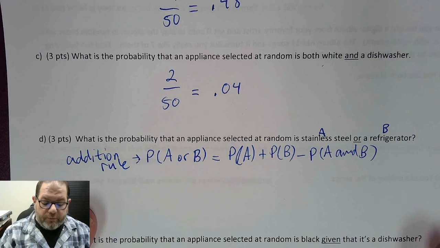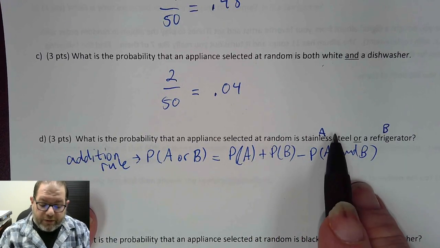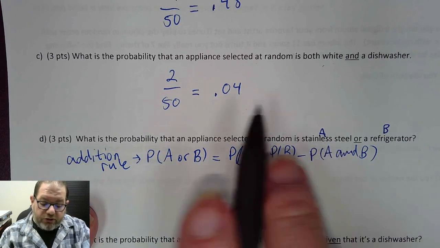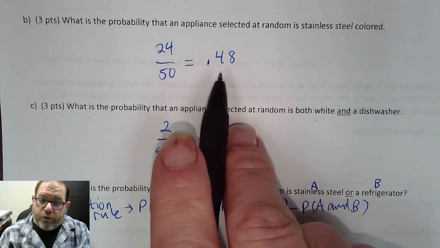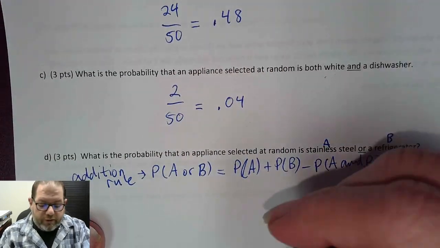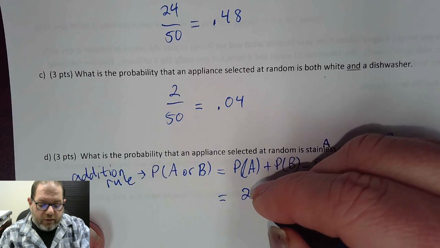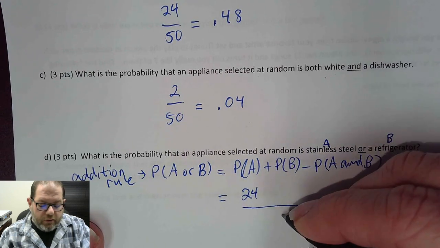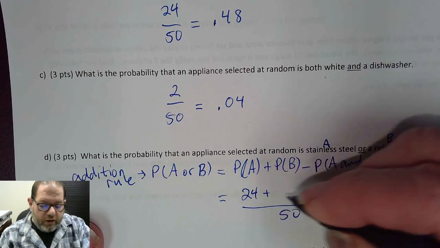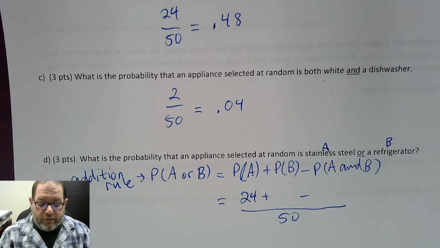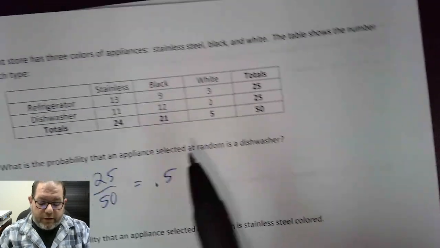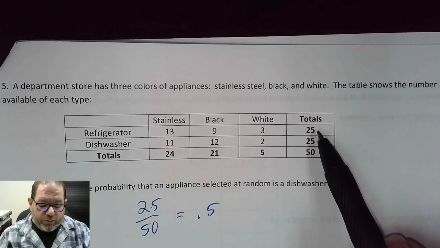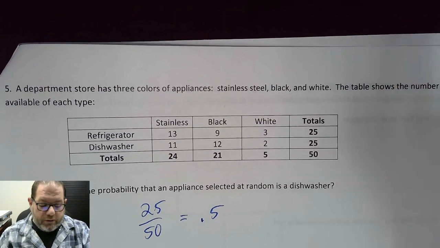So we go back to our table. The probability of A, that's stainless steel. Well, actually, we've already found that right here. Stainless steel is 0.48, or, well, 24 out of 50 is probably a better way of saying that. The good news is all three of these will be out of 50, so we just really need the number 24. Okay, how many refrigerators do we have? Well, we come back up to our table. There are 25 refrigerators.